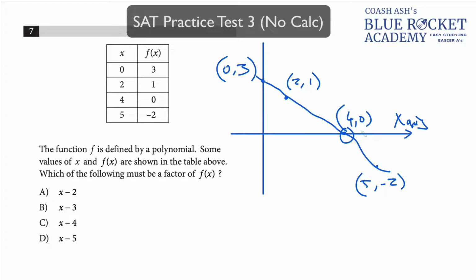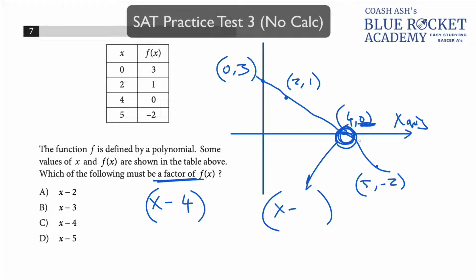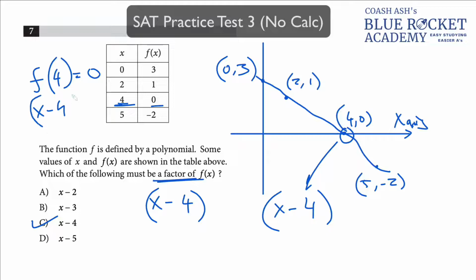And anything that crosses the x-axis, you will say it's a factor like this, x minus 4, because you got a 4 here, just put the 4 inside here. The factor is always going to be x minus this value, the x-intercept. This is the x-intercept. Why? Because the y value is 0. So x minus 4. And so therefore, this is your answer. Remember, the main idea is if f of 4 is equal to 0, then x minus 4 is a factor of the function.